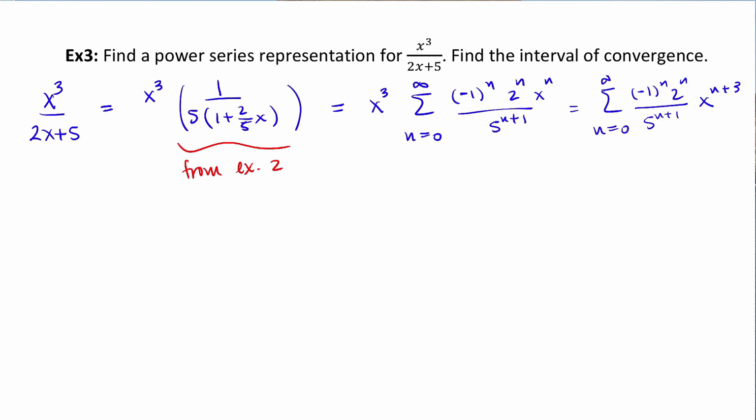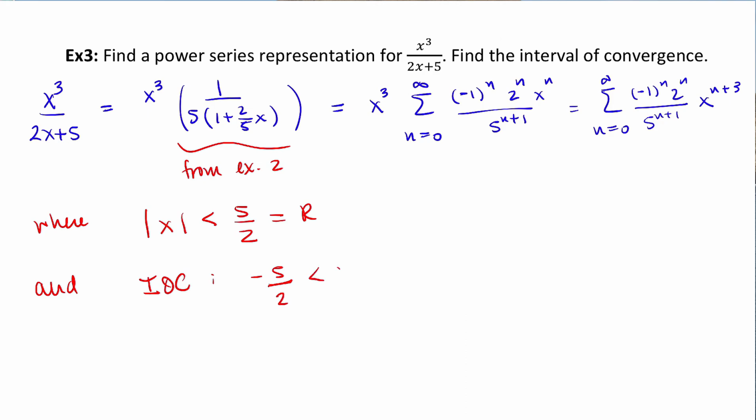And then we know that it converges for exactly the same values of x. So we know that this is the case again if we have that the absolute value of x is less than 5 over 2. Again, that tells me that this is my radius of convergence, and my interval of convergence is given by the numbers in between negative 5 over 2 and 5 over 2. And one more time, we're dealing with geometric series. We know that they do not converge on the endpoints, okay?